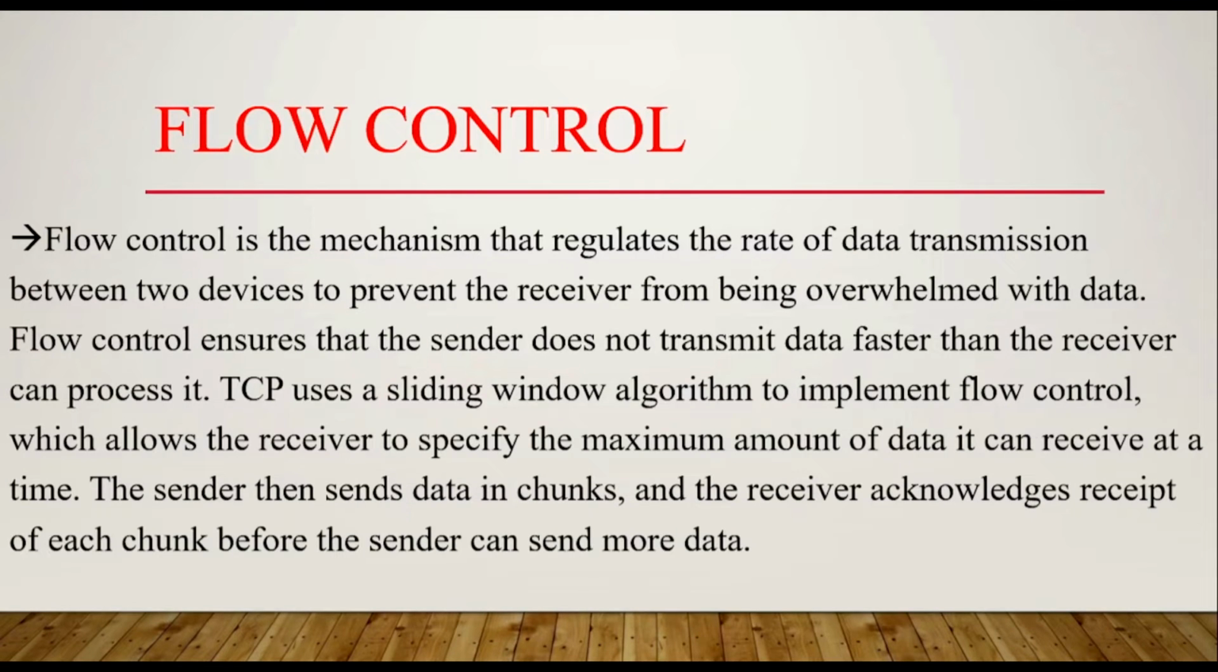Flow control is the mechanism that regulates the rate of data transmission between two devices to prevent the receiver from being overwhelmed with data. Flow control ensures that the sender does not transmit data faster than the receiver can process it. TCP uses a sliding window algorithm to implement flow control, which allows the receiver to specify the maximum amount of data it can receive at a time. The sender then sends data in chunks and the receiver acknowledges receipt of each chunk before the sender can send more data.